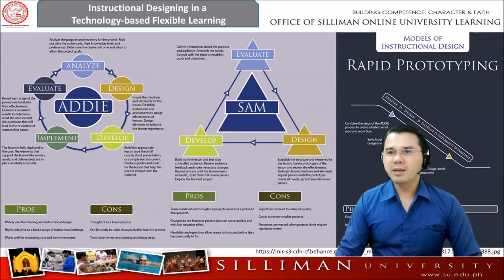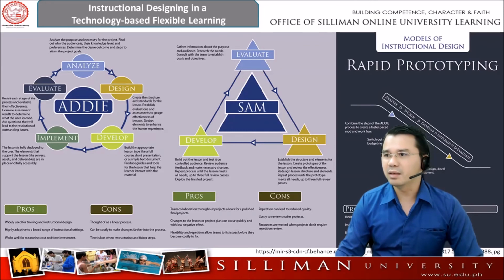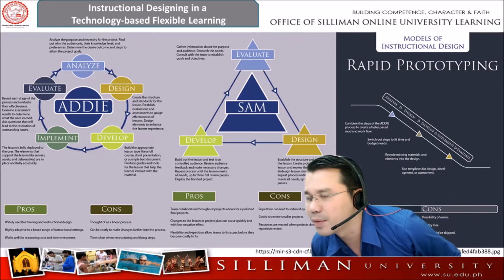So that you can see the difference of the three models that I introduced, this is a graphical or infographic of the three models. The ADDIE, which is analyze, design, develop, implement, and evaluate. The SAM is from design, go to develop, then to evaluate. While rapid prototyping is analyze, design, develop, implement, and evaluate.